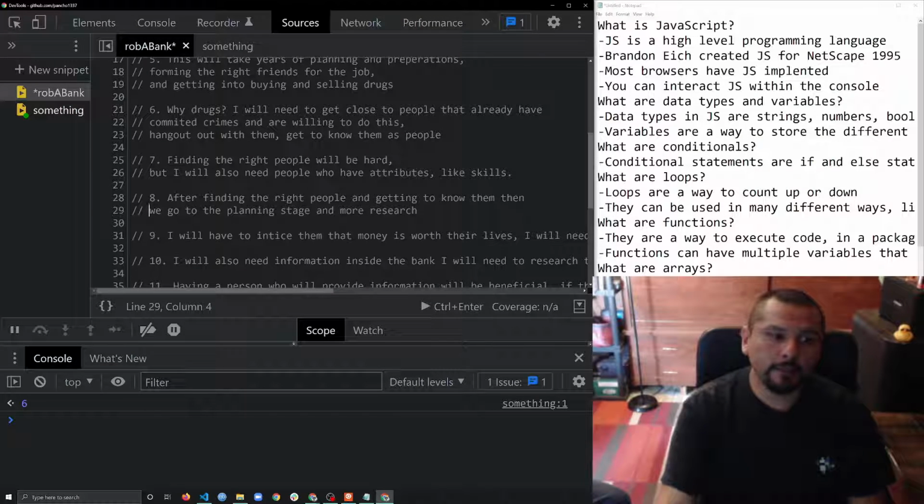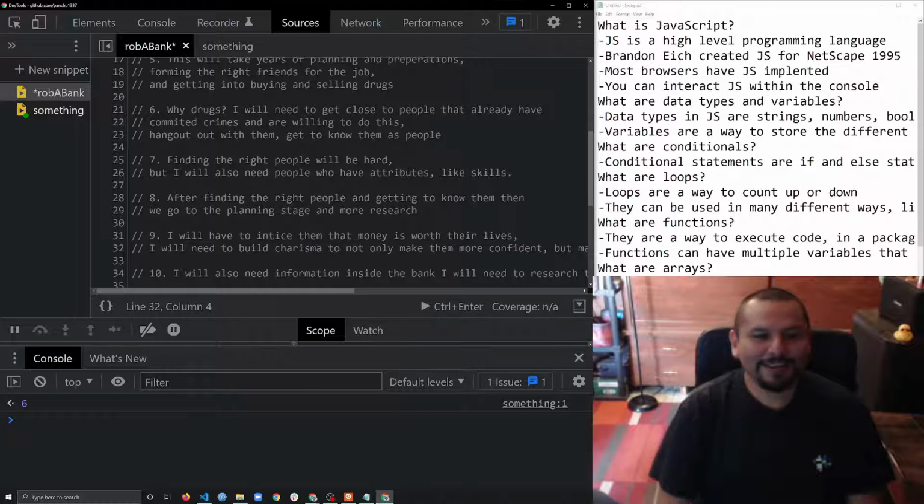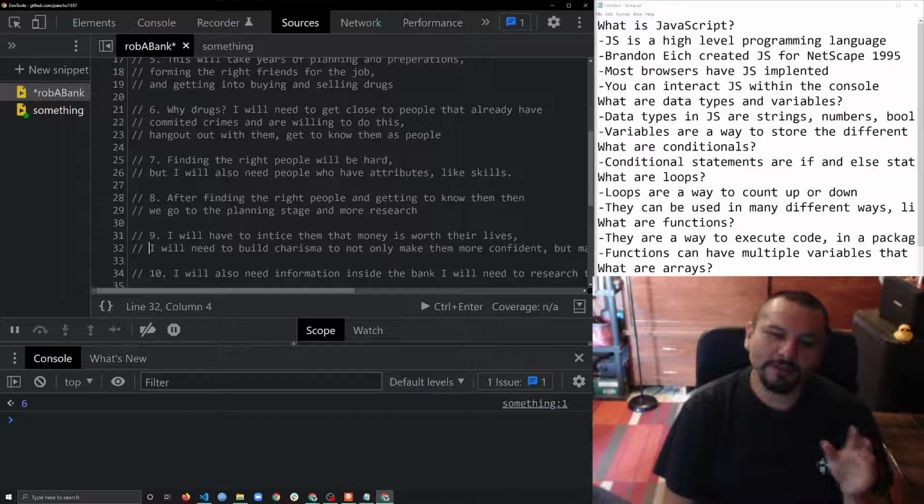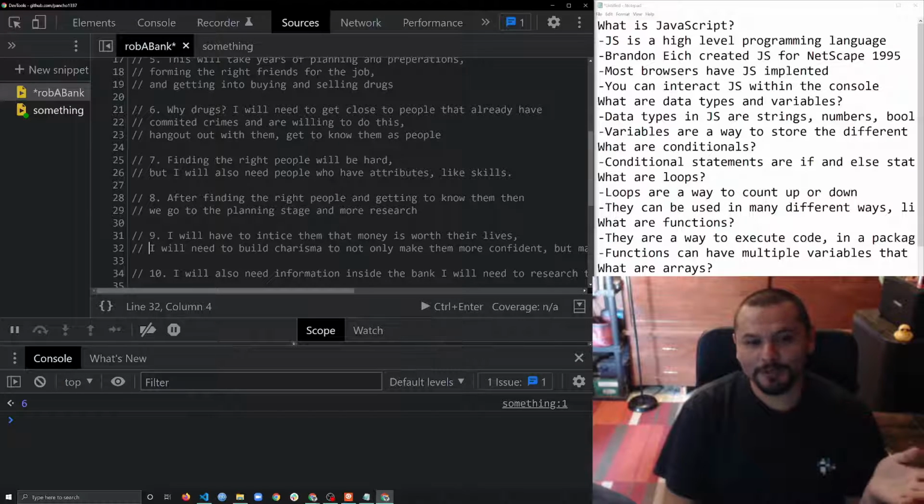On line number 31, I will have to entice them that money is worth their lives. All right, so okay, he's saying he wants to make sure that they understand that the money that they are going to get is worth it. Totally, I totally see that in movies.